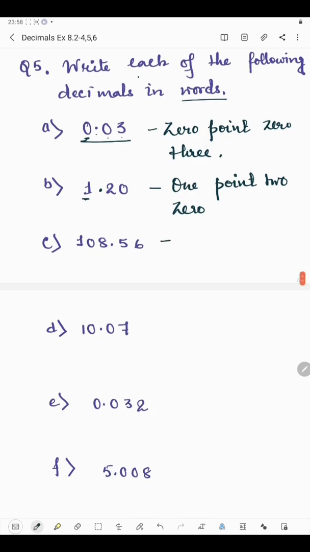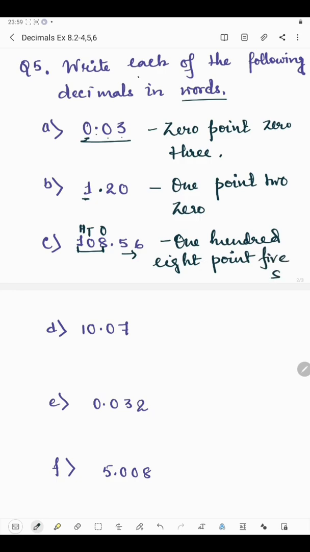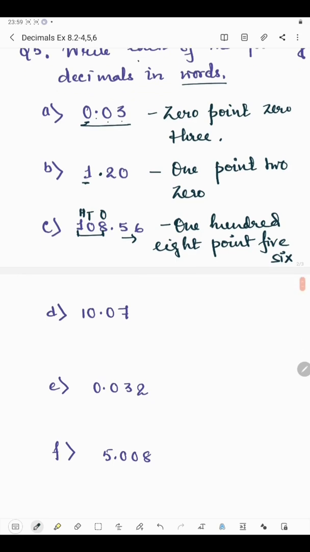Now coming to the C part. Before the decimal, this is the ones place, tens place and hundreds place. So this number will become 108. Now after the decimal we will read the digits separately. 108 point, how to read this number? It's 5 6. So 108.56.